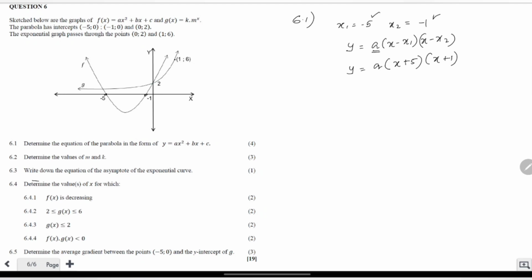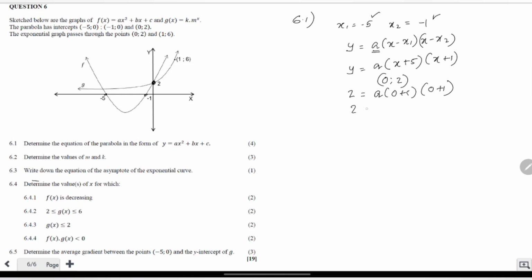What is the other point? This point, guys, the y-intercept here. What is that point? X value 0, y value 2. So after substituting x1 and x2, put this point in and find the value of a. Let me try. Y value becomes 2 and a is still there, then 0 plus 5, then again 0 plus 1, because x is 0. Now you can find the value of a.